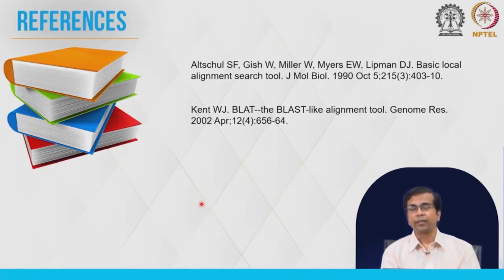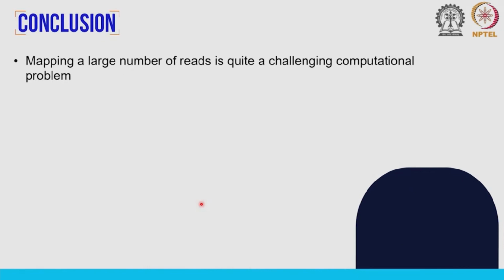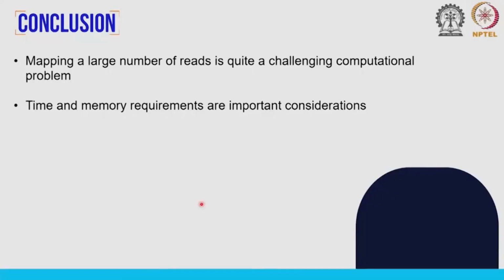Okay, so, these are the references that we have talked about today, and to summarize, we have seen that if you want to map a large number of reads, this is quite a challenging problem that requires a lot of time and probably computational resources. So, this is something we would have to think about carefully. There are two important considerations, one is time. You do not want algorithms that take too much time, because you will be done with sequencing within a few days or a week, and if your program takes a few weeks, that is not good enough. Okay. And also you do not want to use too much memory.